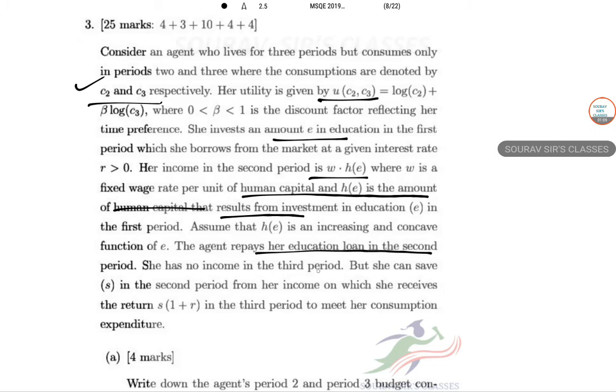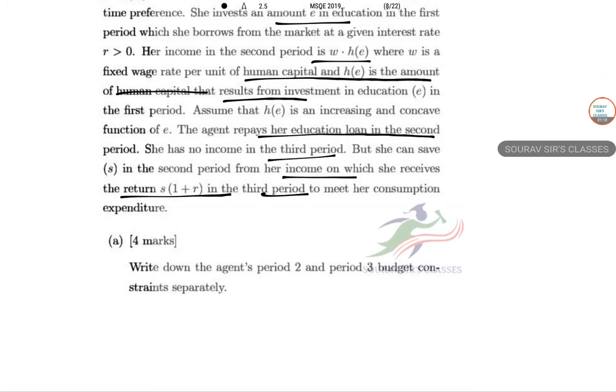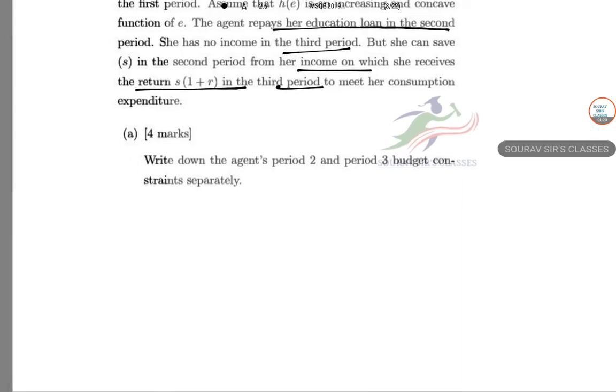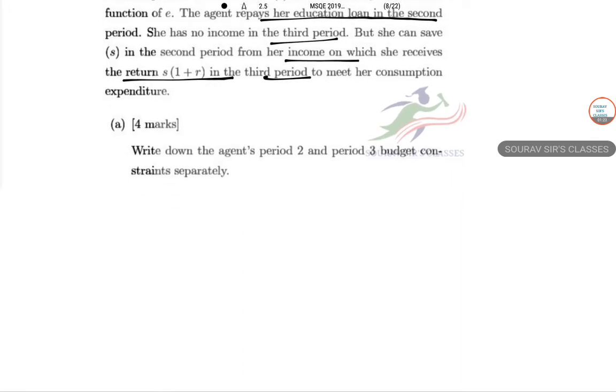She has no income in the third period, but she has some savings. She can save S out of her second-period income and receives a return of S times (1 plus R) in the third period to meet the consumption expenditure. So write down the agent's period 2 and period 3 constraints separately.